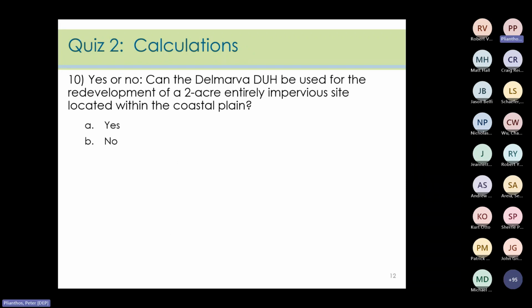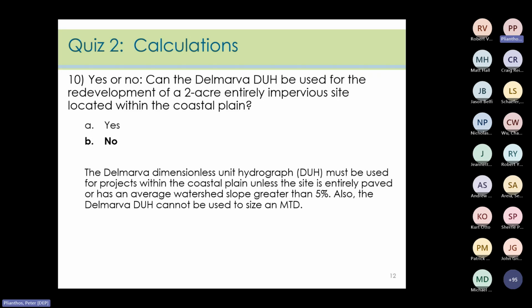Number 10, yes or no? Can the Delmarva dimensionless unit hydrograph be used for the redevelopment of a 2-acre entirely impervious site located within the coastal plain? The answer to this is no. The Delmarva dimensionless unit hydrograph must be used when modeling watersheds within the coastal plain region of New Jersey, with just a few exceptions. It cannot be used to size a manufactured treatment device or MTD, as it may underestimate the peak flow rate entering the MTD.